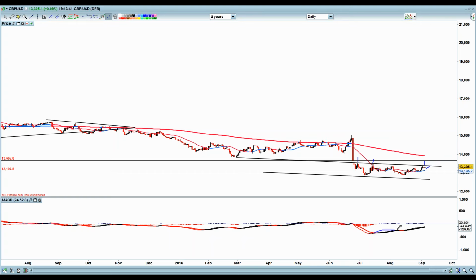MACD is pretty much straight up. We're not across the central line in MACD for this one, so we are still very much in the sell zone. So another test of this could see us come down to 130, and I would reckon on staying on the right side of the trend for that one until we close above that.